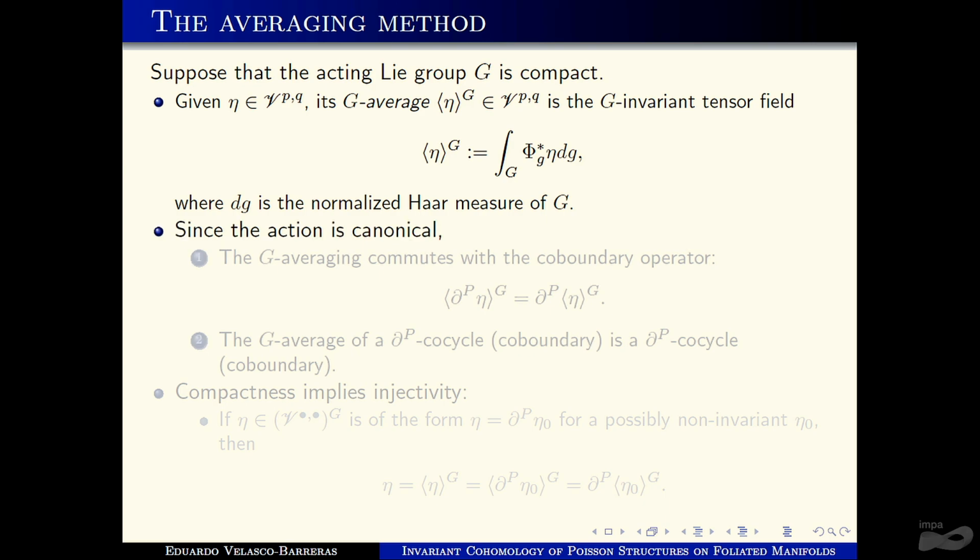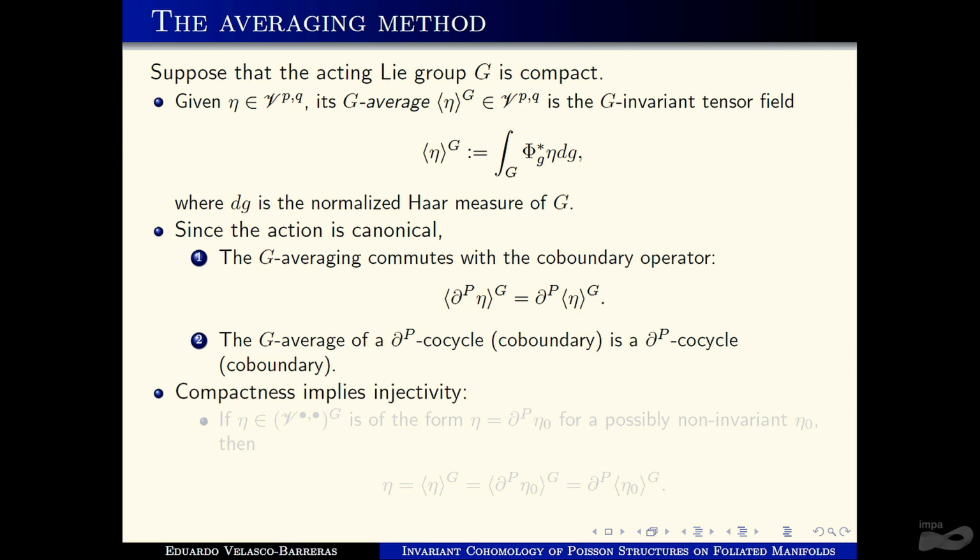And since the action is canonical, the G averaging commutes with the coboundary operator of the Lichnerowicz-Poisson complex of the Poisson foliation. So the G average of a cocycle is again a cocycle, and the G average of a coboundary is again a coboundary. And we can easily see that if the acting Lie group is compact, then the canonical map between the cohomologies is injective.